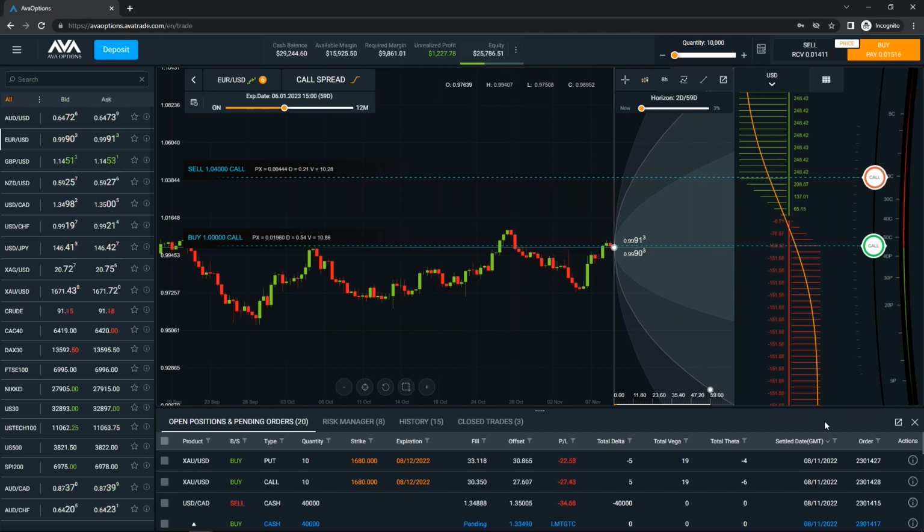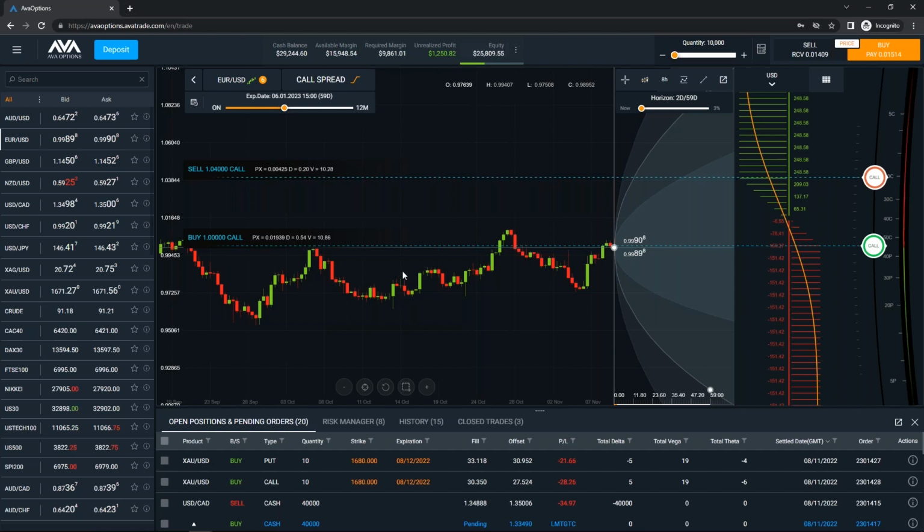And maybe I'm happy with that because I don't really see us going higher than 104 in the next month. So I am giving up some upside here. I'm capping my upside, but I'm also reducing my costs. So I'm reducing my downside. So that's why you would use a call spread.